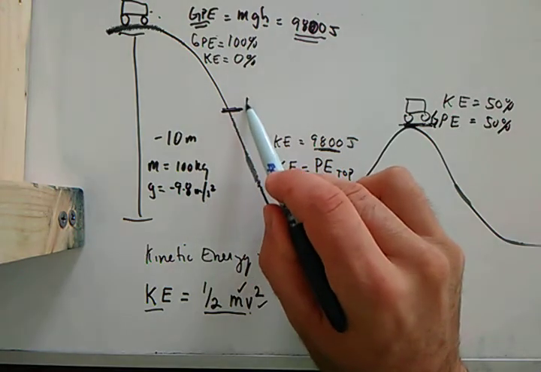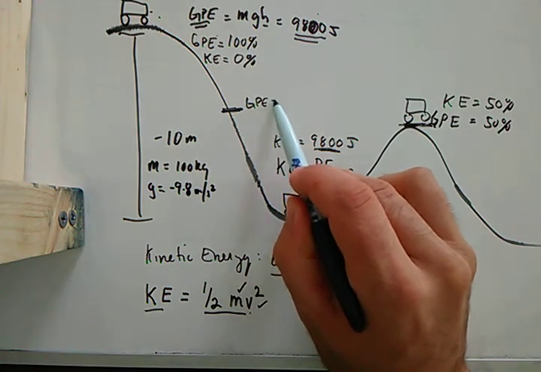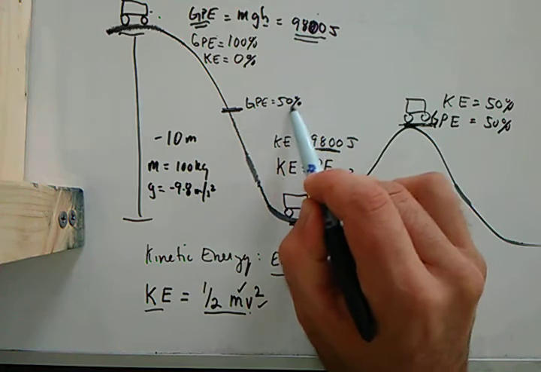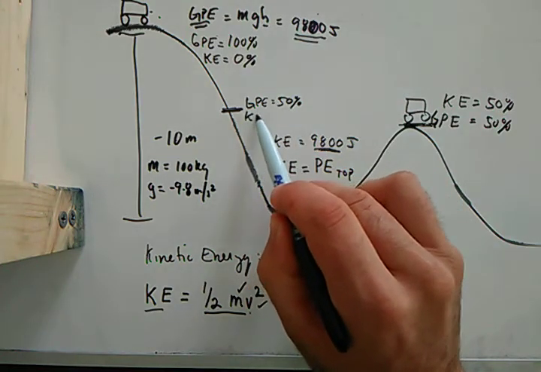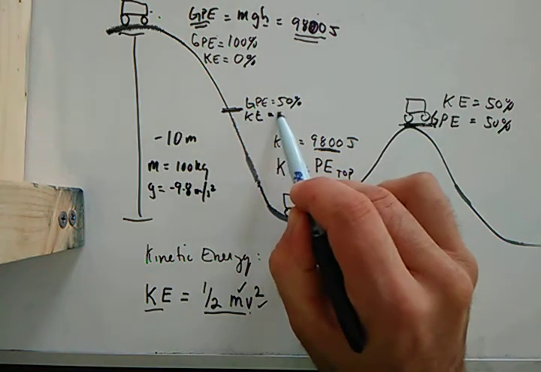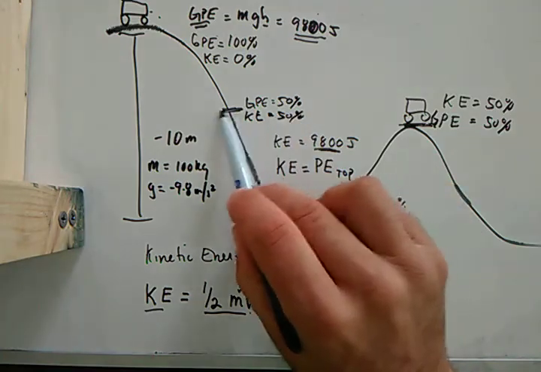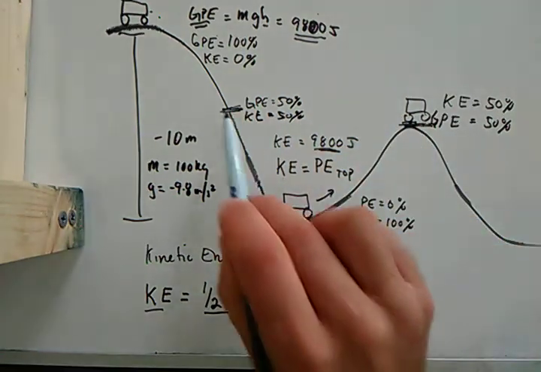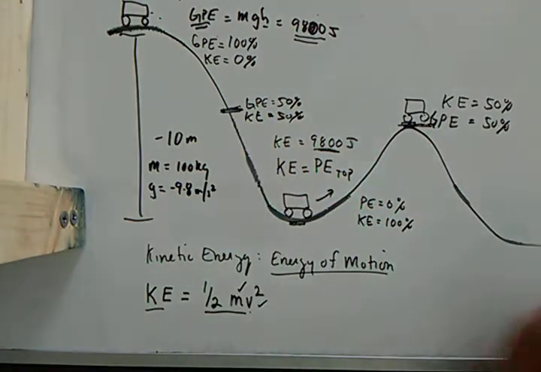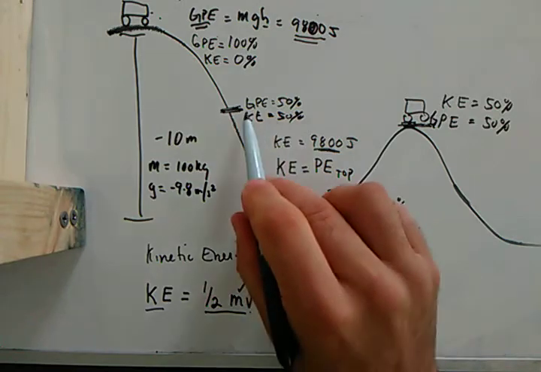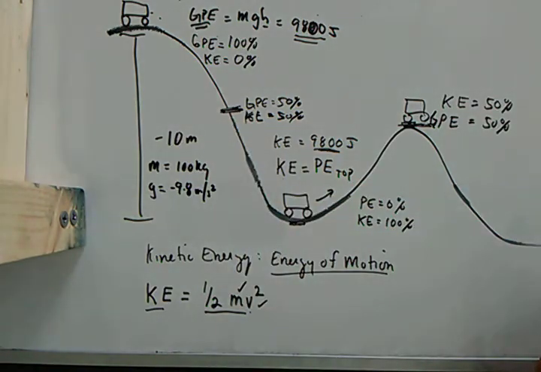So again, potential energy is 50%, and kinetic energy is 50% at the middle of the hill, because I've got half the height, and it's only going half the speed here as well. So let's take a look at how we solve for some of these actual numbers. You might want to pause it and just draw the picture there.